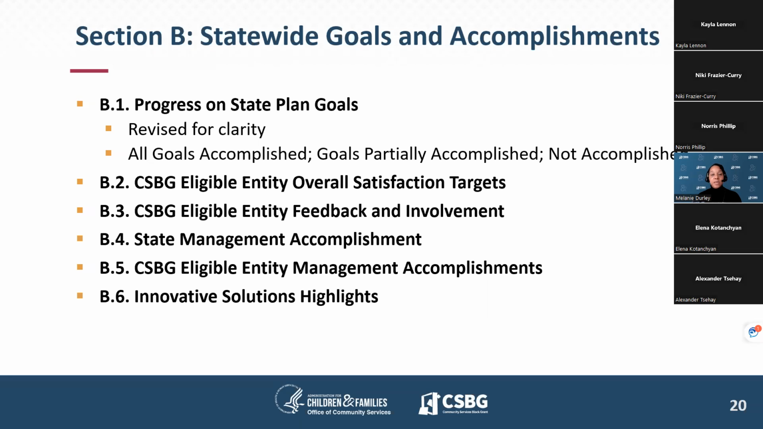For B2, eligible entity overall satisfaction targets. This section applies to the American Customer Satisfaction Index, or the ACSI survey results that are typically conducted every couple of years. This is an opportunity for eligible entities to provide feedback on the work taking place at the state office. When completing this table, please note that the future targets should not be less than the current targets.